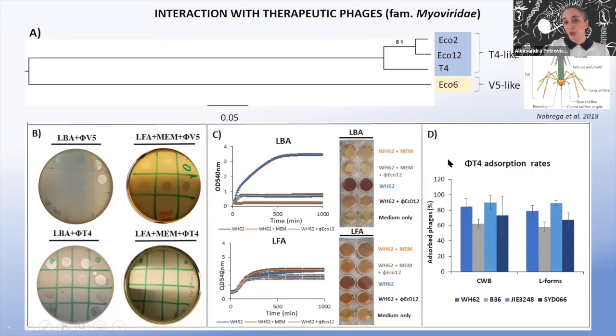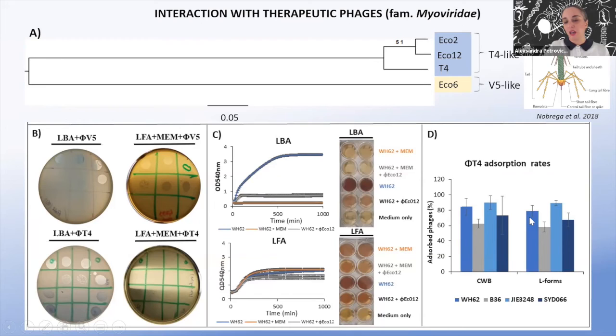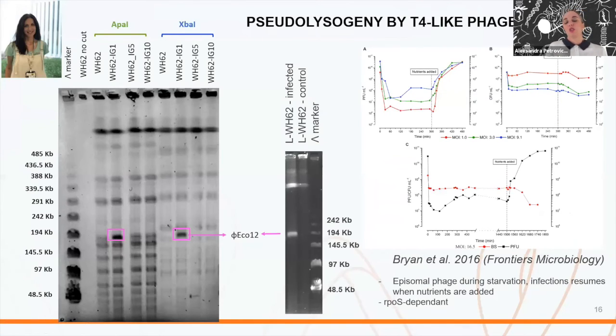So we decided to determine the adsorption rates of T4 phages to see if they are attaching to bacteria or not. And our results suggest that they are definitely attaching and interacting with the L forms as they do with cell-walled bacteria. So we decided to do pulsed-field gel electrophoresis, and we show that upon infection with T4 phages, on the gel there is an obvious and distinct band which corresponds in size to ECO12 or T4 phages used in this study.